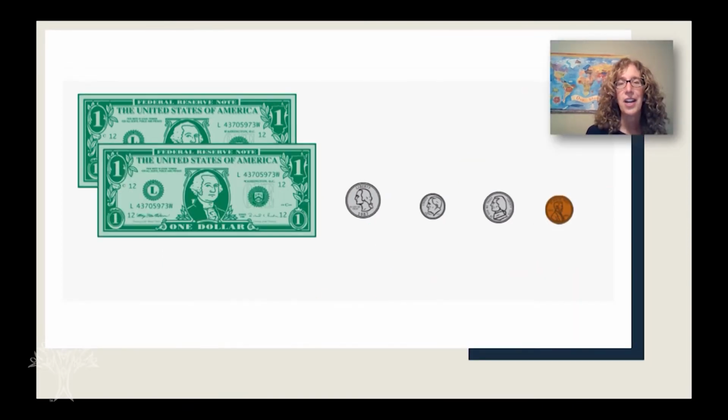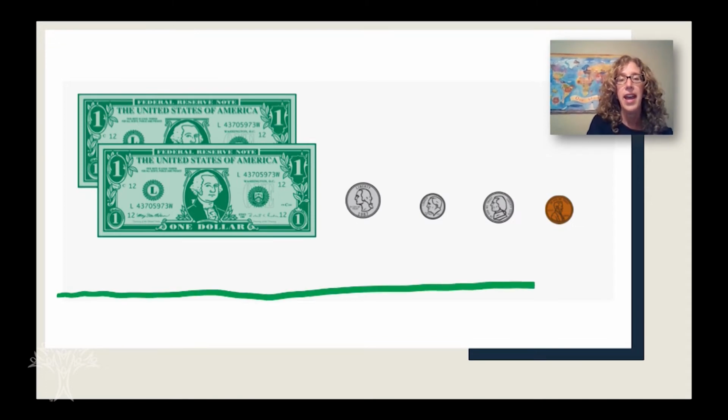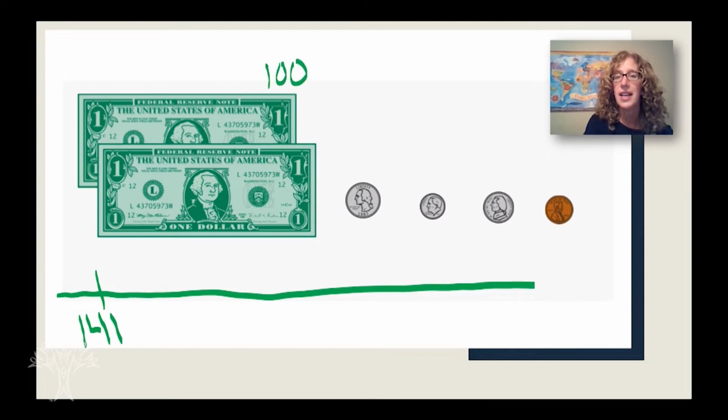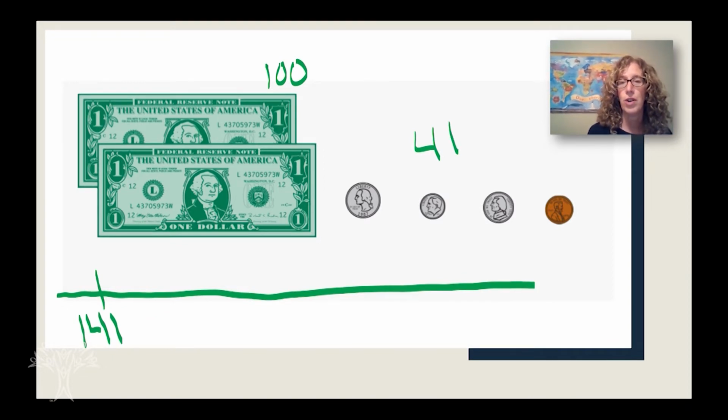All right, second graders, we just added a dollar or 100 cents to our collection of money, and I want you to use a number line along with me to help figure out our new total. So I'm just going to sketch a number line, and we started on 141 cents. We had this dollar, that's 100 cents. This collection of coins we know is 41 cents, and so we had 141.